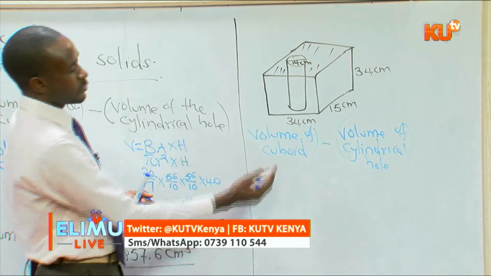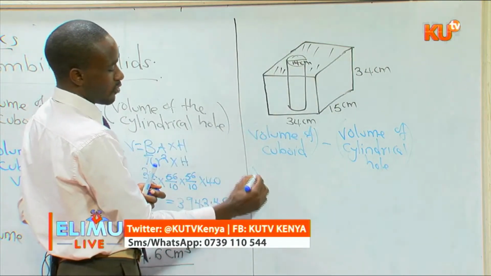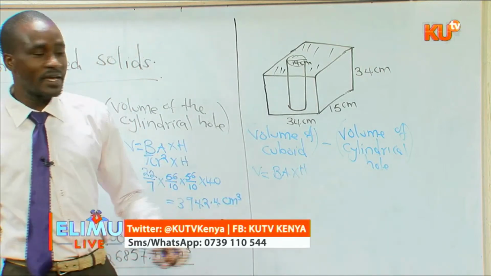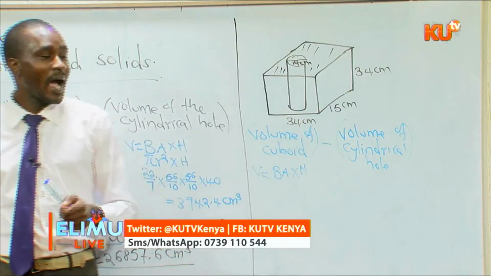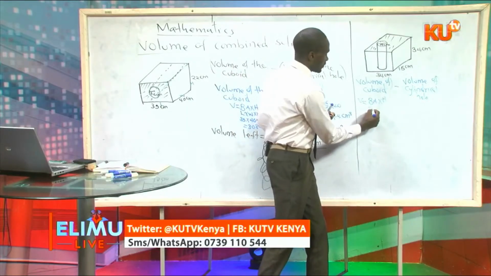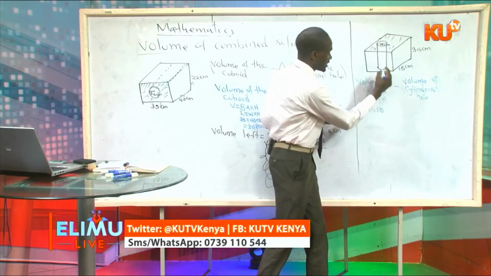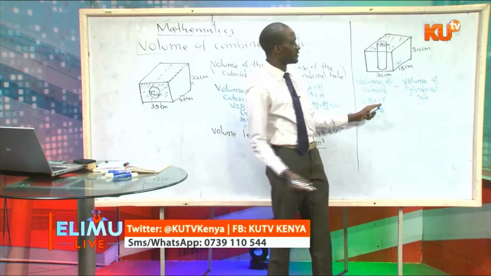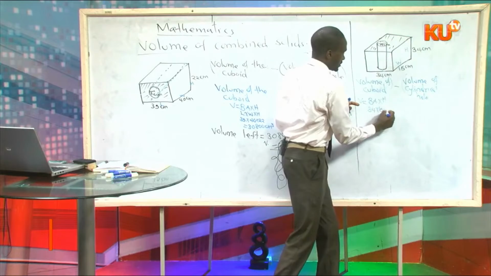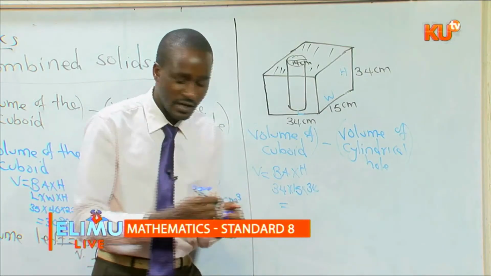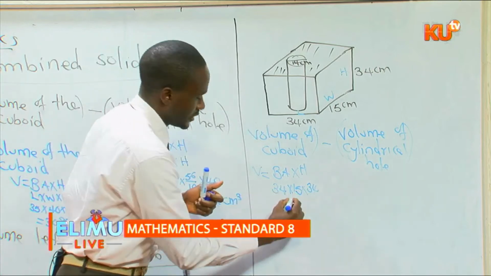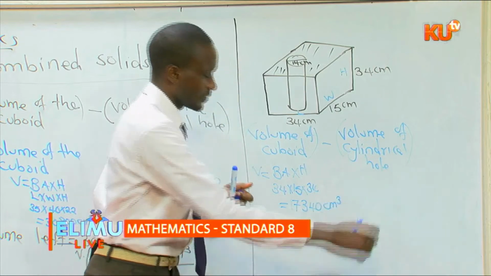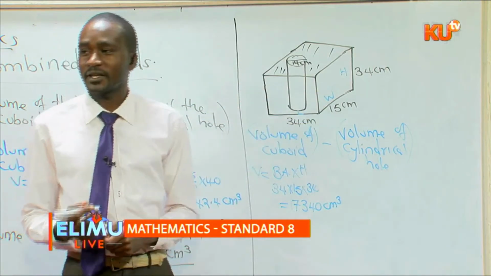So here, let's start with the volume of the cuboid. Volume of a cuboid, we said base area times height. Base area is length times width. 34 by 15, then by height, which is 34. That gives us 17,340 cubic centimeter.